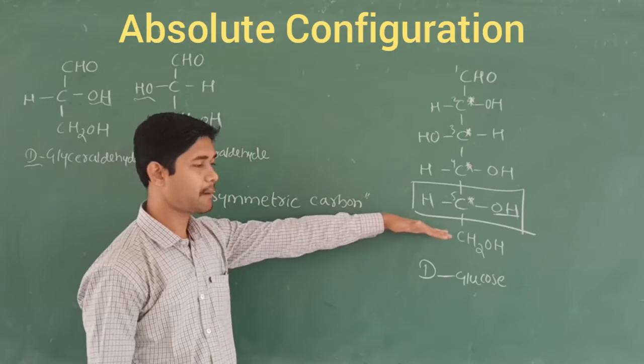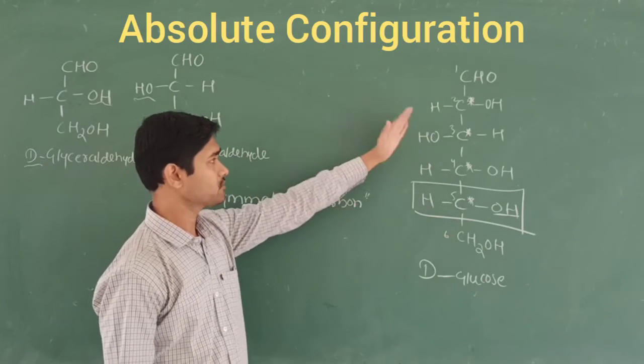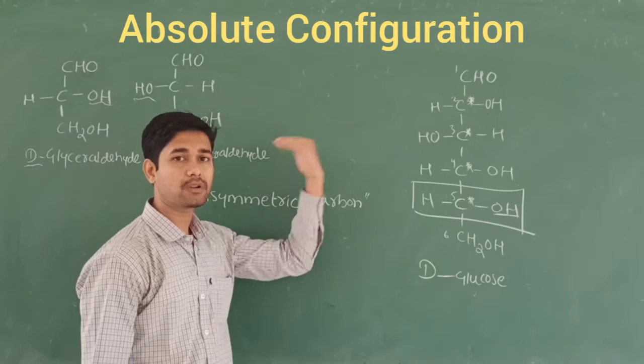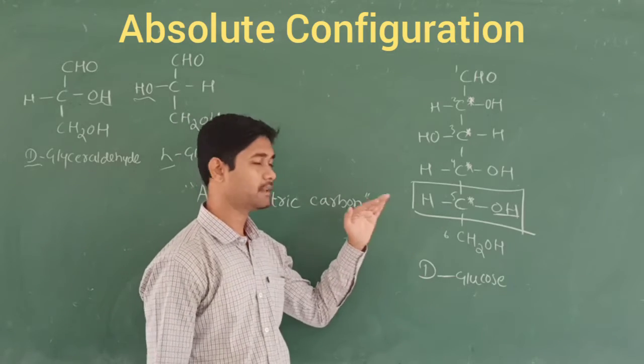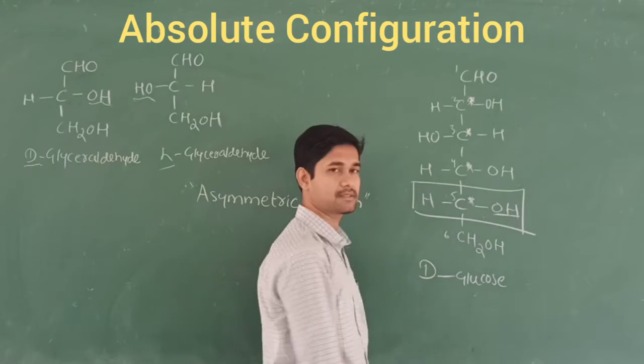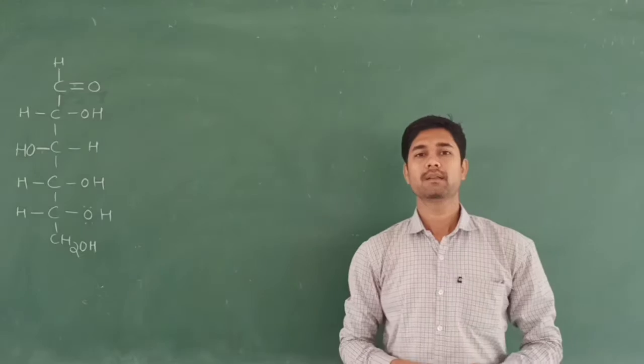So why does this happen? In compounds containing a larger number of asymmetric carbon atoms, at that time we assign D like this. So this is D-glucose.